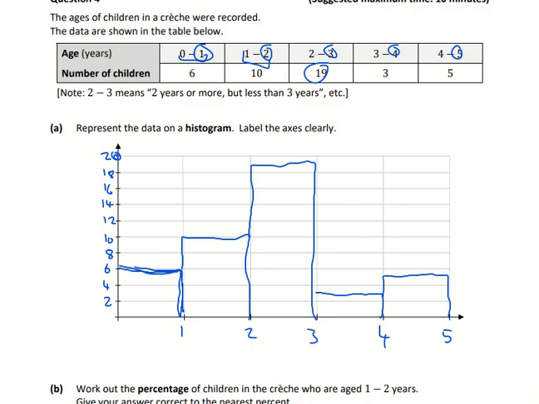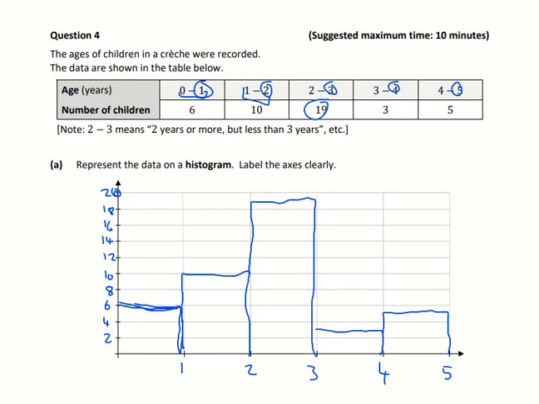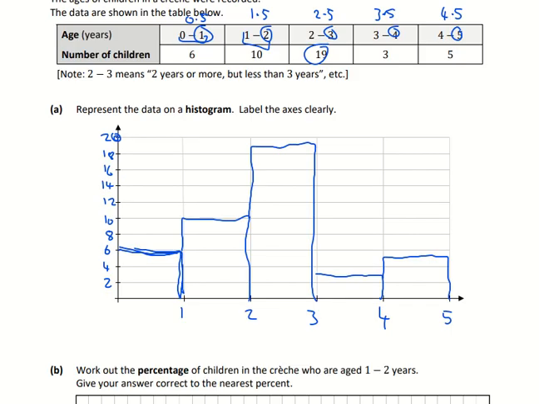So the mid-interval values would be, halfway between 0 and 1 would be a half, or 0.5, so you can use either one. Halfway between 1 and 2 is 1.5, and then 2.5, 3.5 and 4.5. Those are what are called the mid-interval values. That just means halfway between the two values of the interval. So we're going to multiply the mid-interval value by the frequency in each one. So the first one I'm going to do 0.5 multiplied by 6.